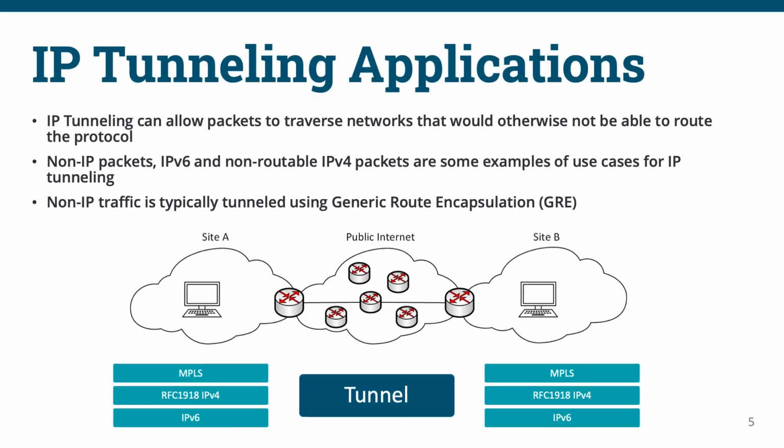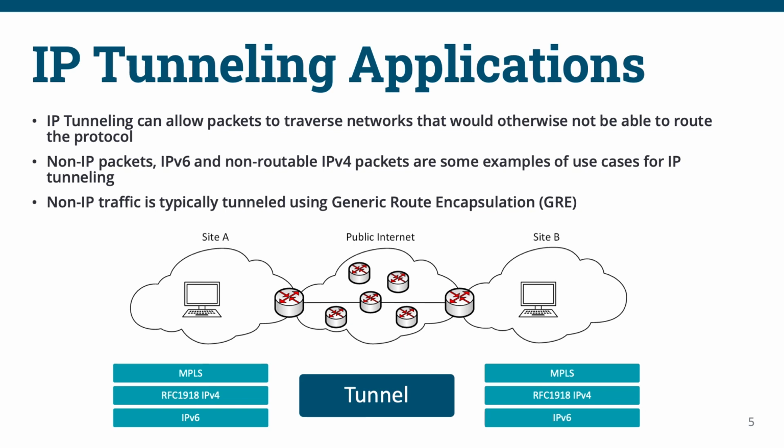As we mentioned earlier, IP tunneling can allow packets to traverse networks that would otherwise be unable to route that protocol. In the previous example, we had IP packets which were addressed with RFC 1918 IP addresses that traversed the public internet with a tunnel. However, even non-IP packets could be tunneled, or IPv6 packets for that matter. These are just some of the use cases for IP tunneling.